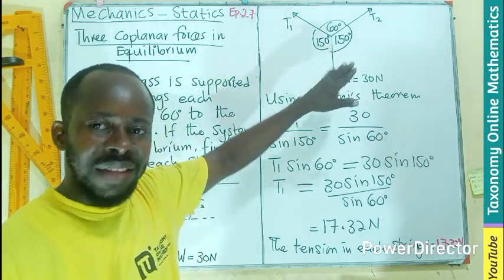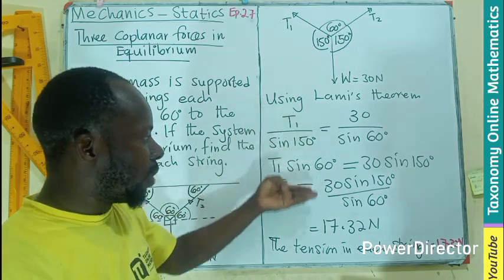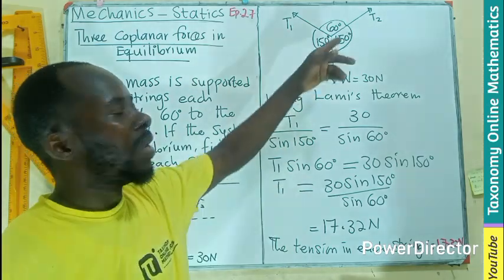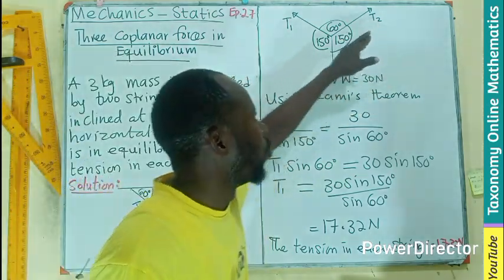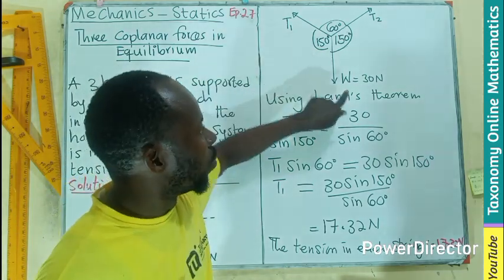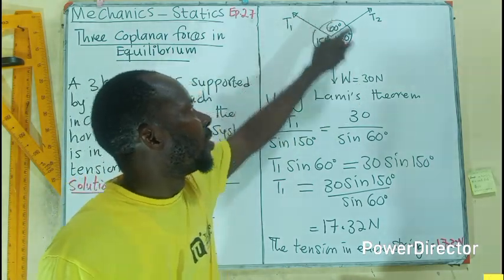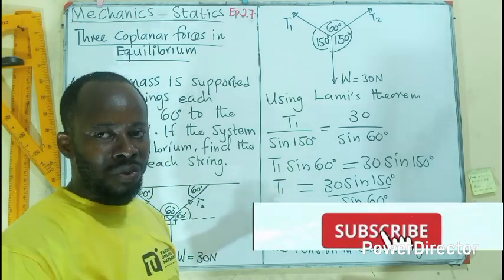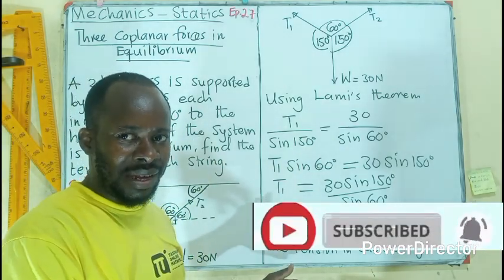If the angles are different, then we have to follow through the same procedure again and find for tension 2, which will be T2 over sine 150 equals 30 over sine 60, which will still come back to give you the same answer. I guess the concept is clear.